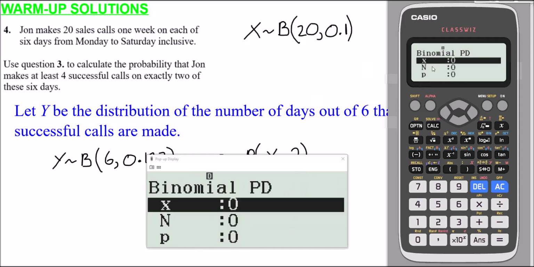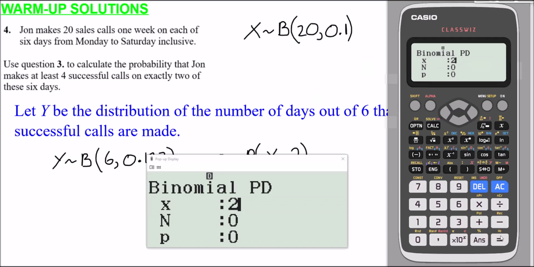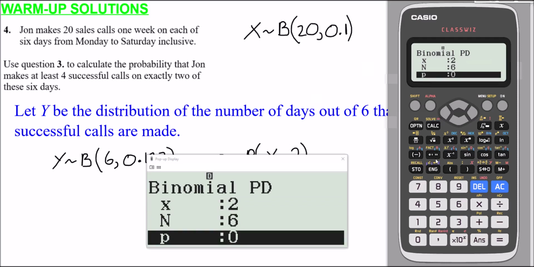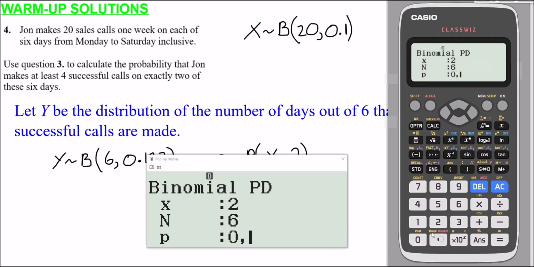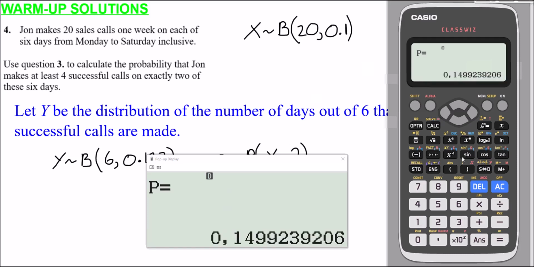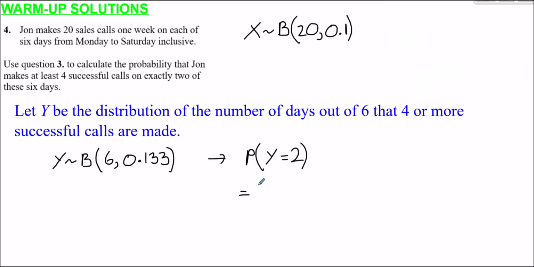Press Variable. Now we want to work out exactly 2 out of the 6 days being 4 or more successful calls. And the chance of just one of those days being successful in terms of 4 or more successes from question 3 we had was 0.133. So we type this in, press equals, and then equals again, and we see that to 3 significant figures, it's 0.150 chance. That's question 4 completed, and therefore we should be fully warmed up.